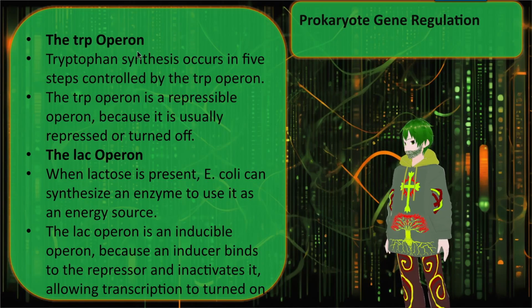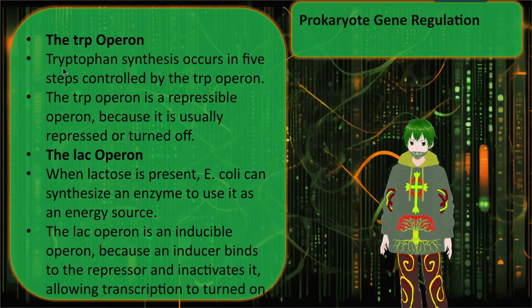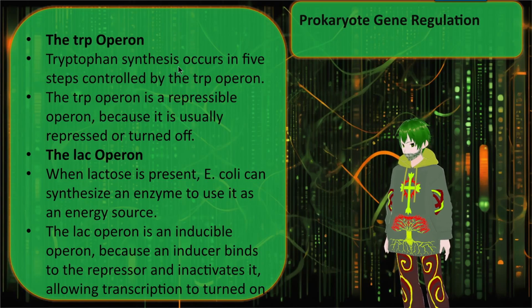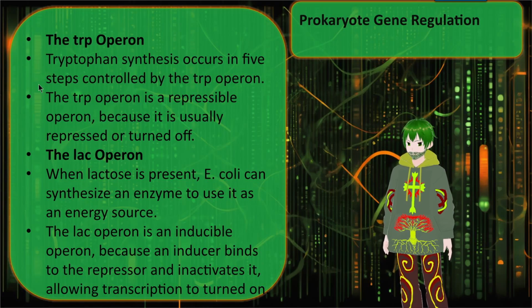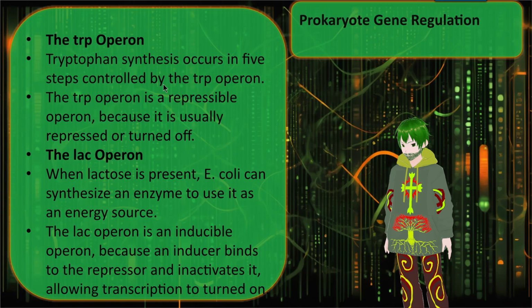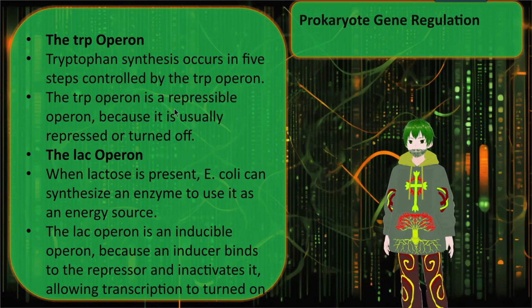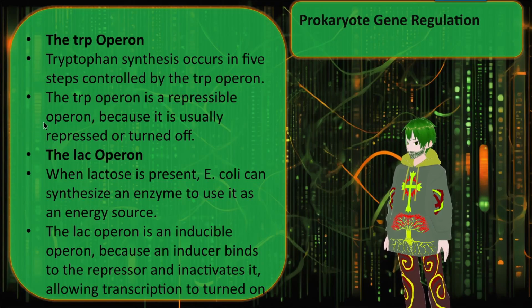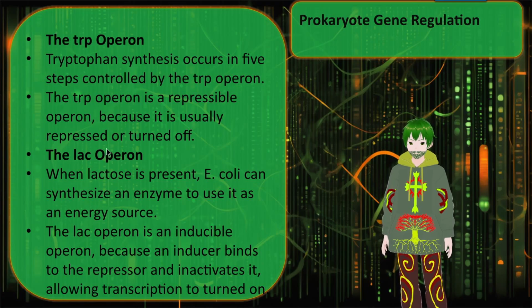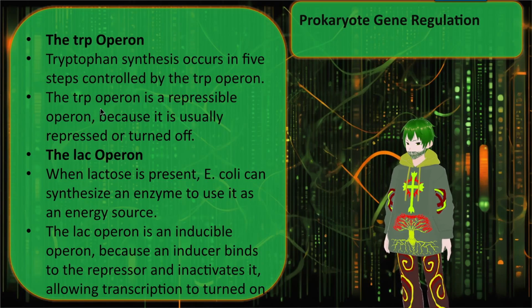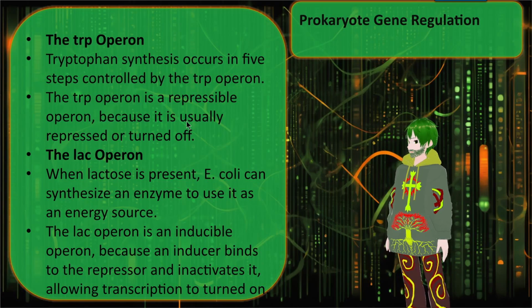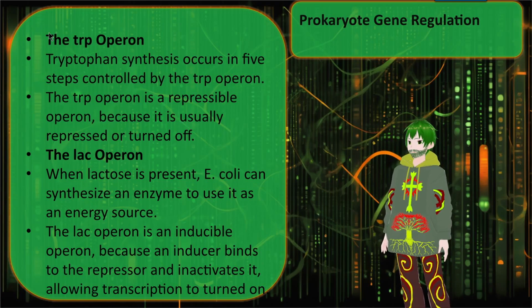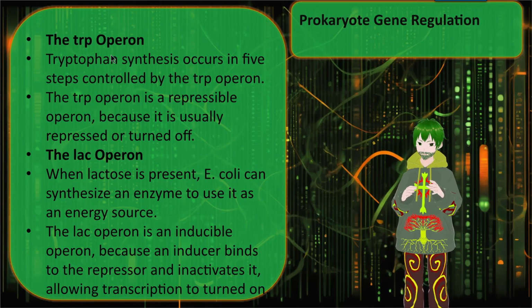So the trp, or tryptophan, operon. Tryptophan synthesis occurs in five steps controlled by the trp operon. The trp operon is repressible, meaning that it can be turned off. So in the presence of the tryptophan product, it turns it off. And so sometimes you might think of the tryptophan operon as an always-on operon unless turned off.